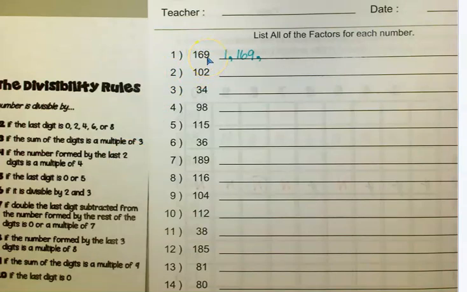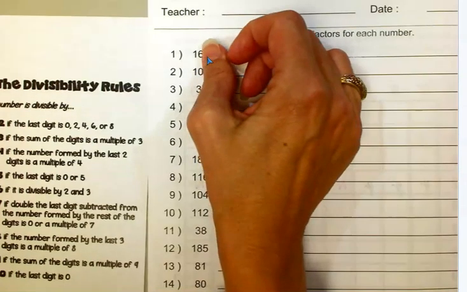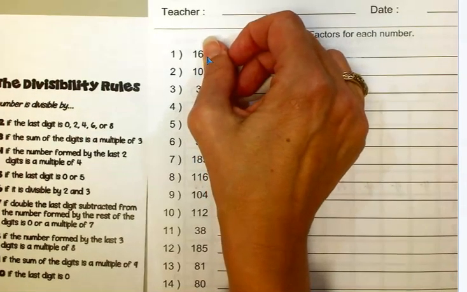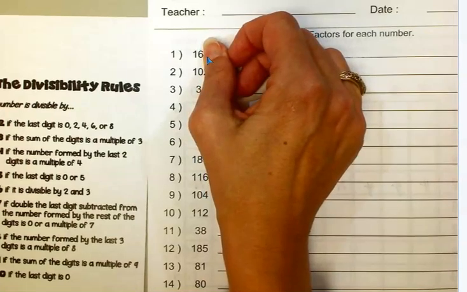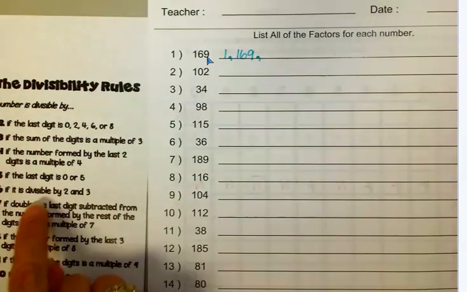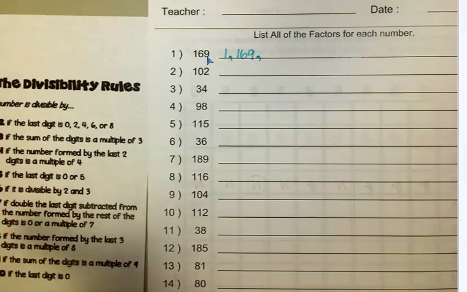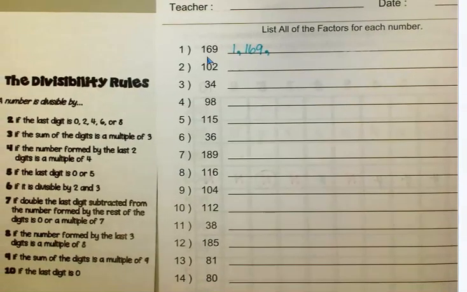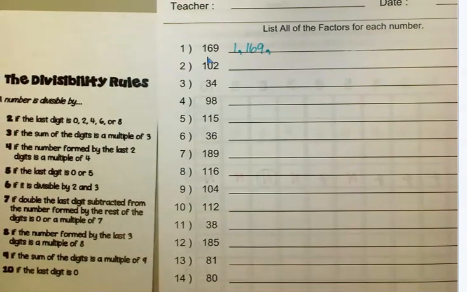Take your last digit, 9, double it. It's now 18. Take 18 from the number formed by the rest of the digits. 16 minus 18 is a negative 2, and that's not 0 or a multiple of 7, so it's not divisible by 7 either. So you're kind of like, golly, is it divisible by anything? Yes, but we're going to have to do a little bit of work to figure that out. Is it a multiple of 8?